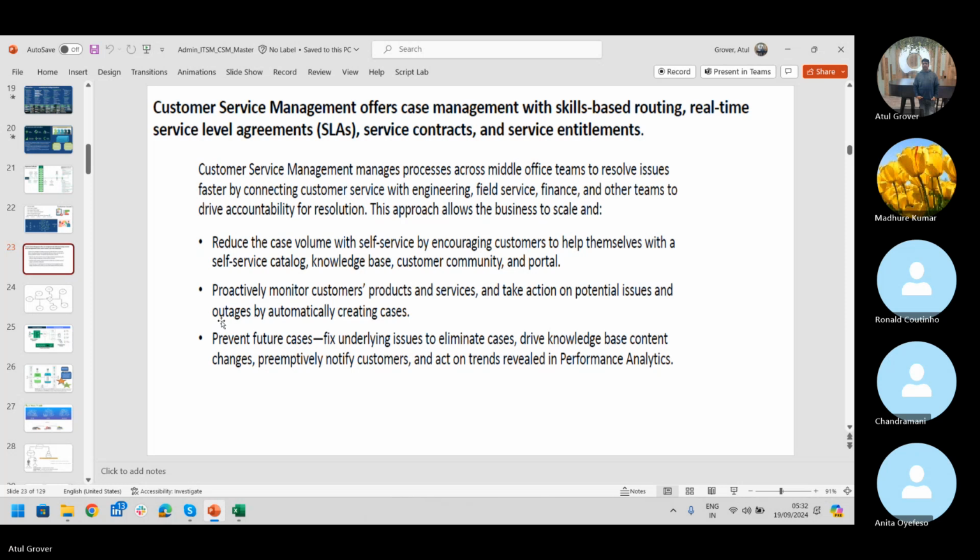Outages. And the last, prevent future cases by driving the best knowledge-based content. Telling them well in advance about the issues and outages. This is what the CSM says here.